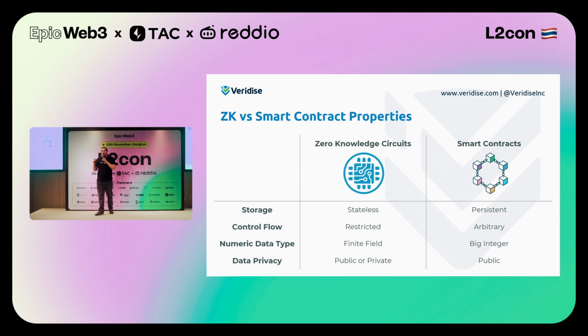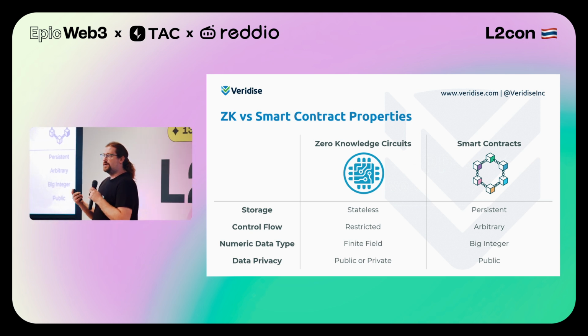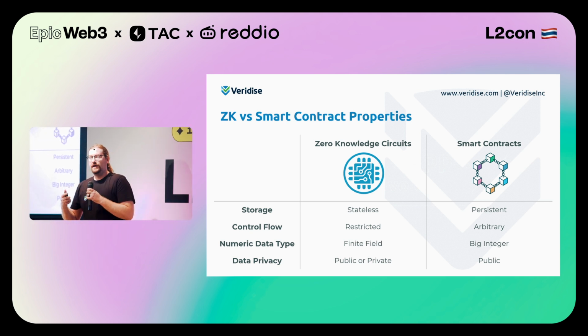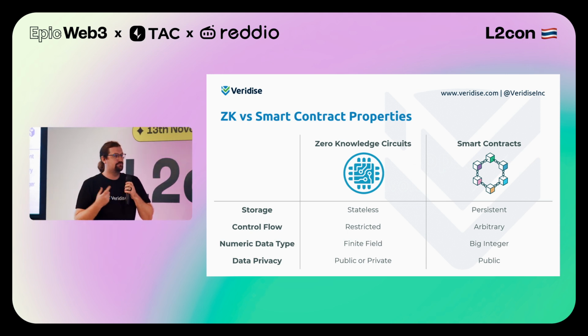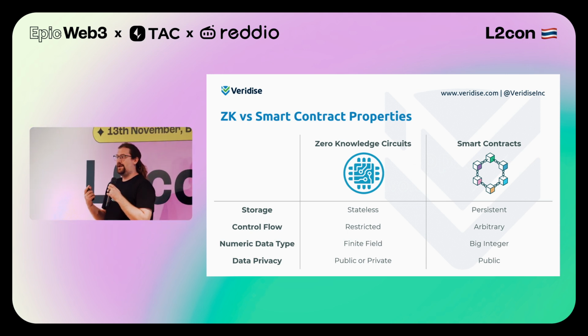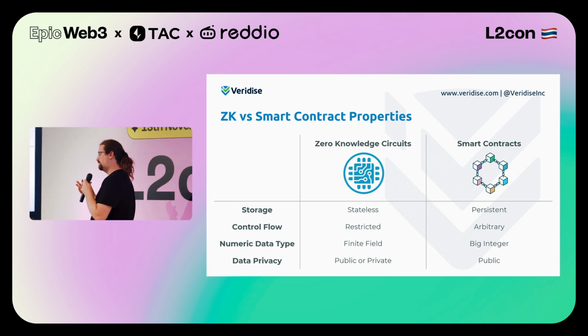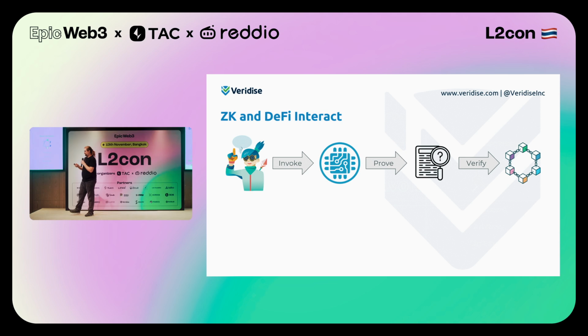Finally, if we look at the data types that people are operating over with ZK circuits and smart contracts, circuits are operating over this thing called a finite field, where generally the smallest part of the field is bounded by 0 and some large prime, whereas smart contracts usually operate over large integers like uint256 and so on. And finally, if we look at the privacy guarantees provided by ZK circuits and smart contracts, as you know, pretty much everything is public in smart contracts unless they integrate some sort of privacy layer, which right now is fairly commonly integrated with ZK.